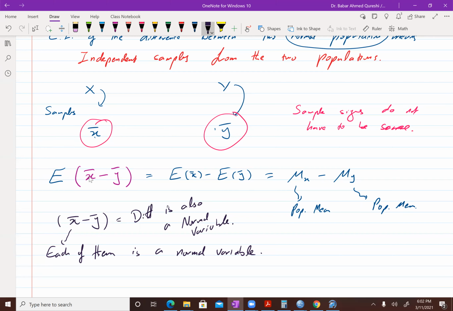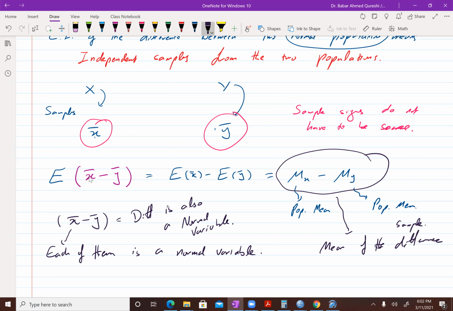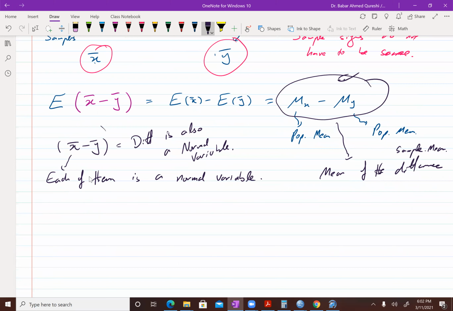So the difference is a normal variable, and we know that the mean of the sample mean difference, that's the exact statement, the mean of the sample mean difference is just equal to the population mean difference. That's what we have found over here. So that means this would be a normal variable whose average value would be equal to the difference of the population means.